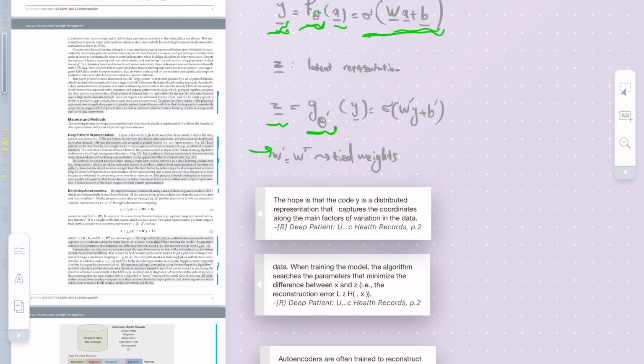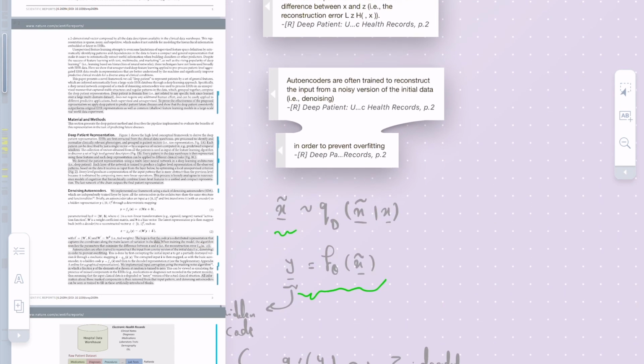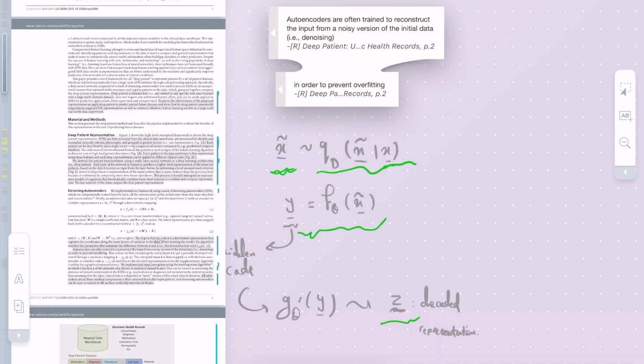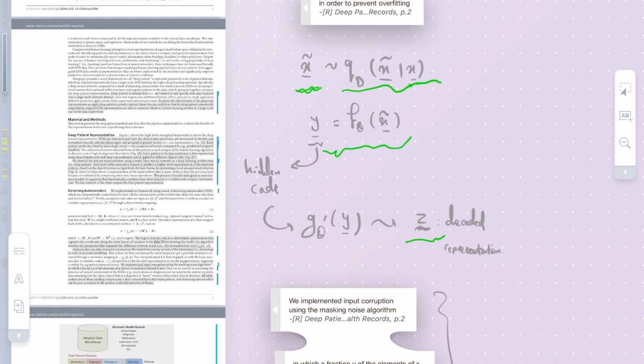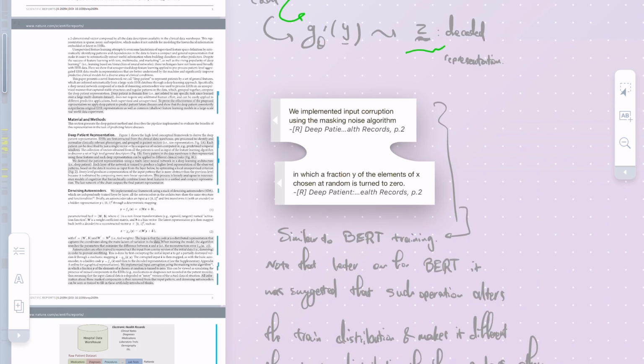The code y is distributed in a way that captures the coordinates along the main factors of variation in the data, and they have different objective functions for this. The idea here is that first we take x, the original input, and then they do some sort of corruption on it, so they have this noisy x. This is formally used in autoencoders because it helps with generating robust representations. This representation is used to generate a reconstructed version of the input, and z is going to be compared with the original x, not the noisy one.